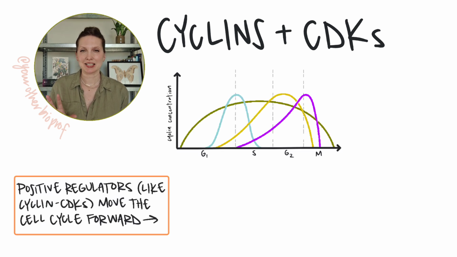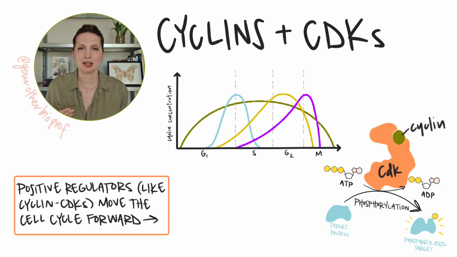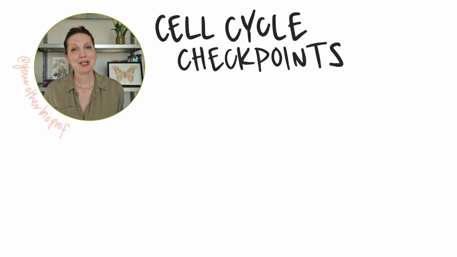Phase-specific cyclins activate cyclin-dependent kinases that phosphorylate target proteins that work to move the cell cycle forward from one phase to the next. And if everything worked perfectly all the time, that'd be all you need. But sometimes we need to hit the brakes on the cell cycle, to arrest the cell cycle, to stop moving forward. Why? Well, it could be that it's just not the right environment for the cell to divide right now.